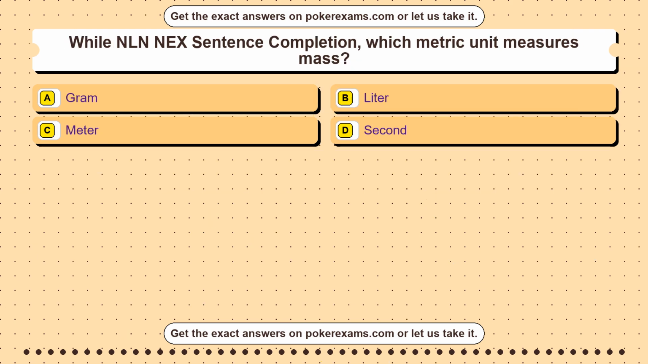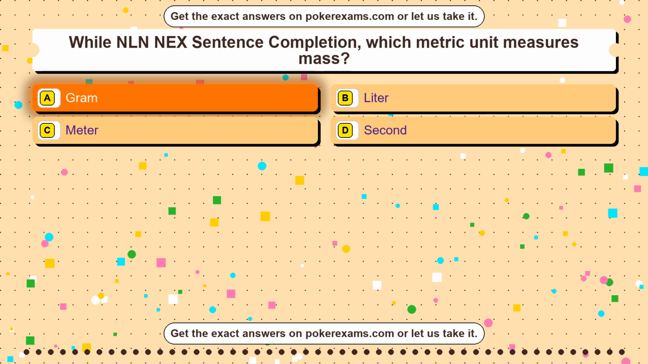Question 17. While Get Science Review, which sentence uses evidence best? Option A, the article states that graduation rates rose by 8%. Option B, everyone knows the result. Option C, it seems true to me. Option D, the answer is probably obvious. The correct answer is option A.